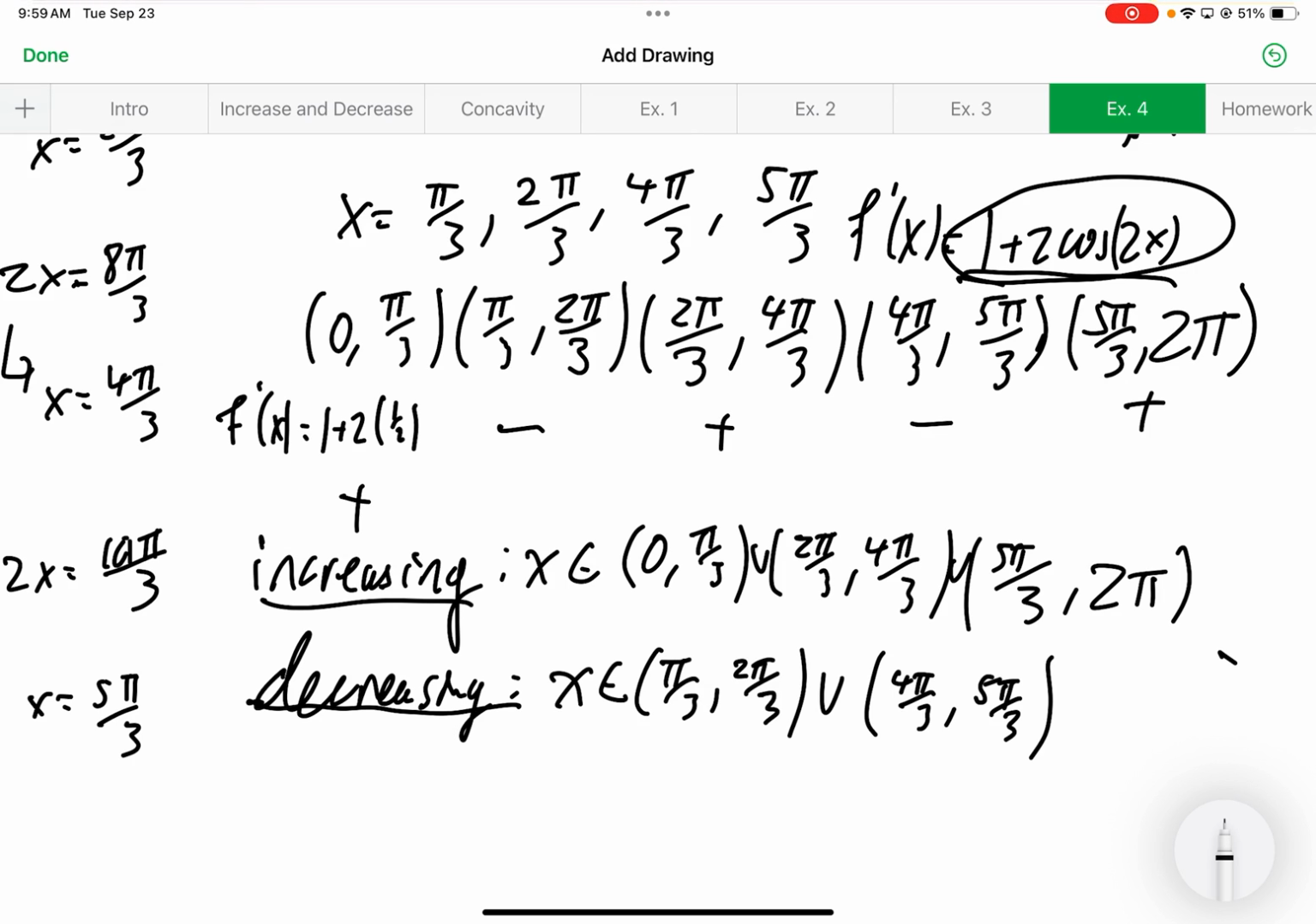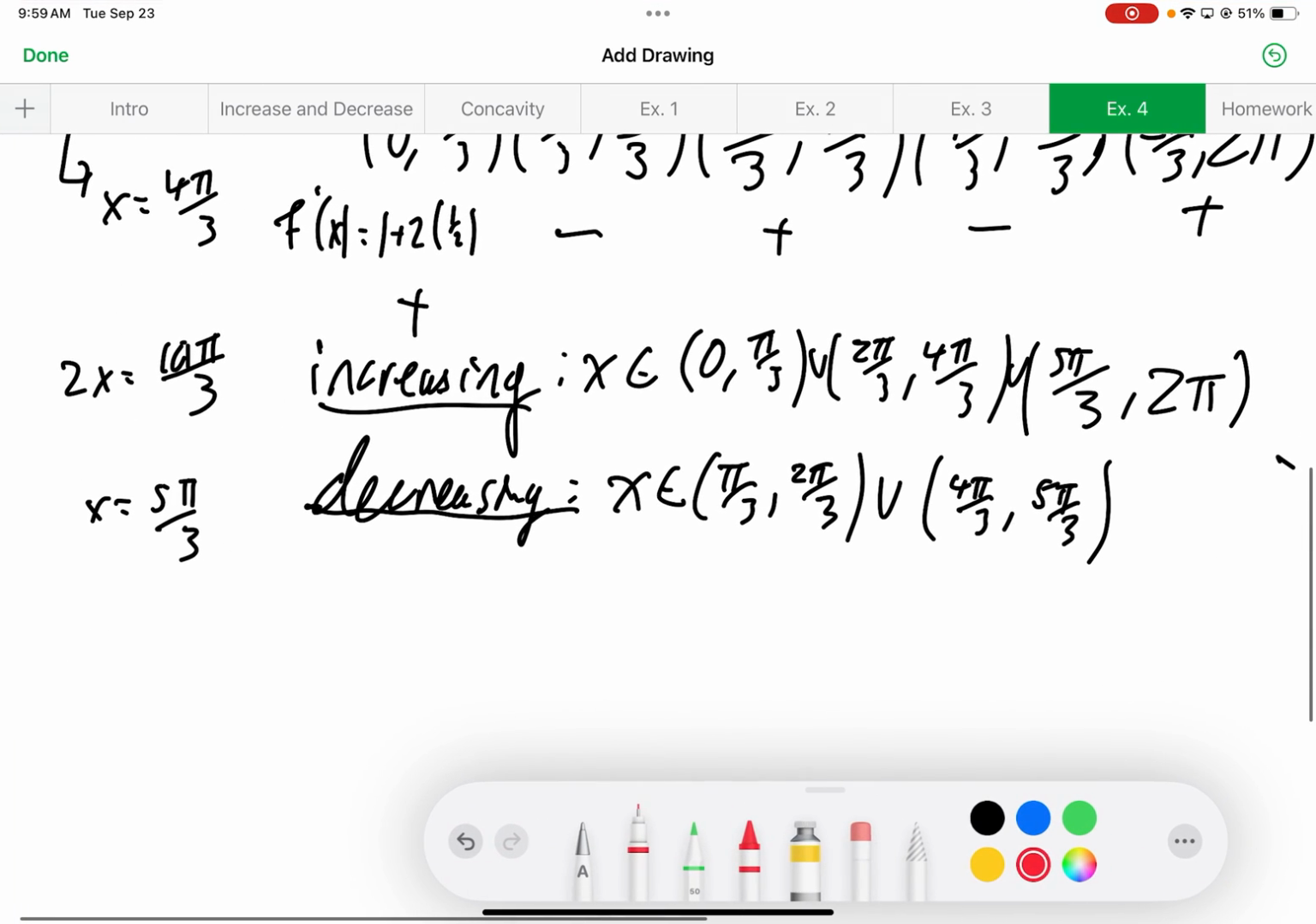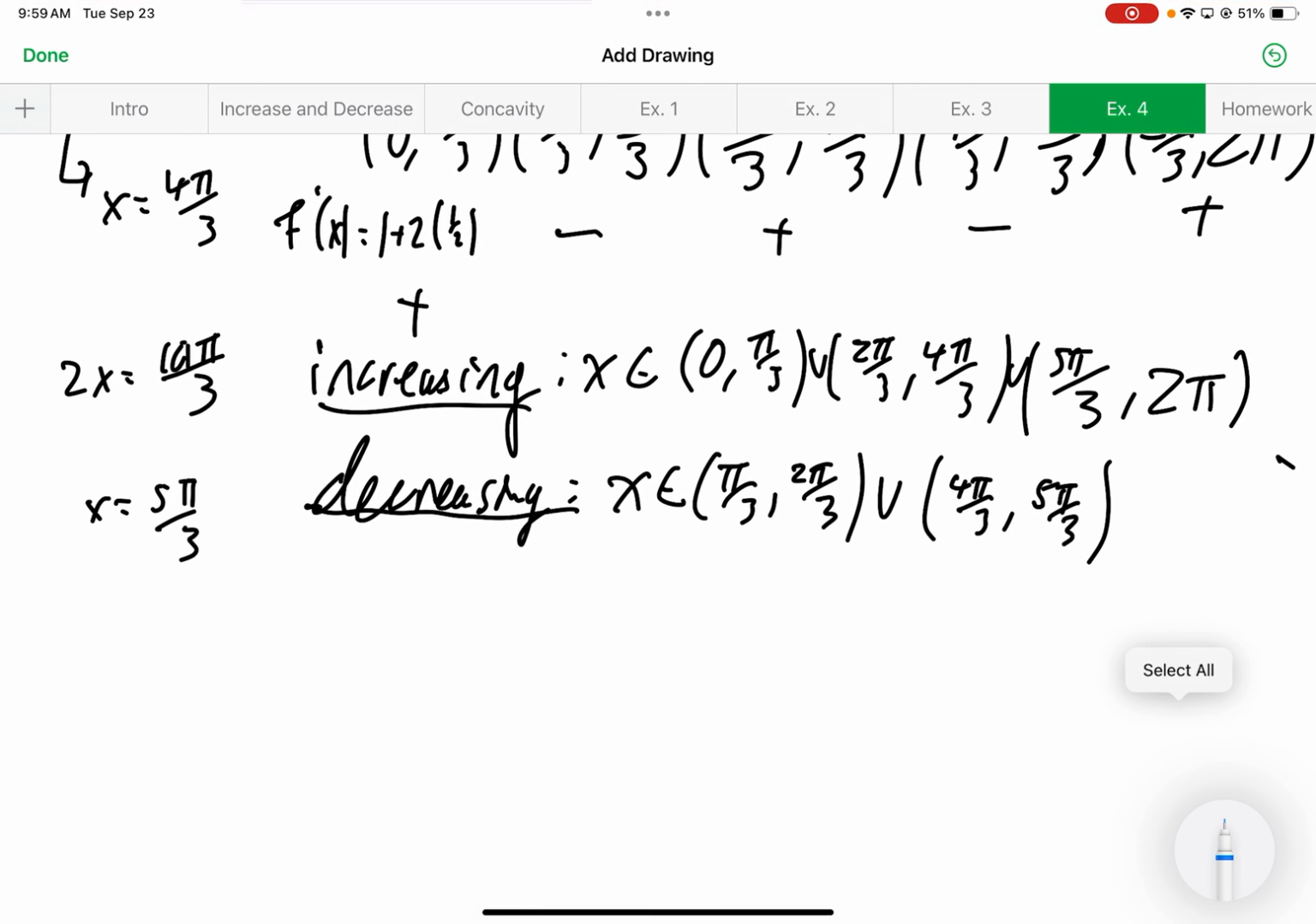Okay? Hey, that was the first derivative. Let's do the second derivative so we can find our concavity. The second derivative is easier, though. I promise. All right. Oh, I got to do blue. Okay, so now let's find our concavity.